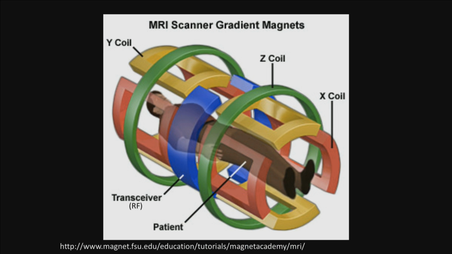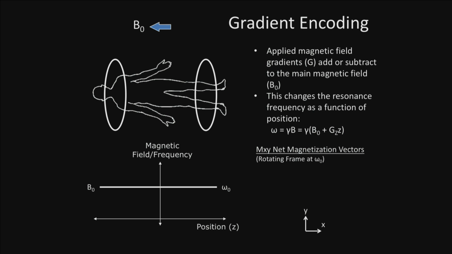And looking a little closer at what those look like, we've got 3 sets of gradients. This enables us to do fully 3-dimensional, 2-dimensional, any orientation of imaging as we create these magnetic field gradients in X, Y, and Z directions like this. So on a basic level, how do we start to create images based on magnetic resonance phenomena?